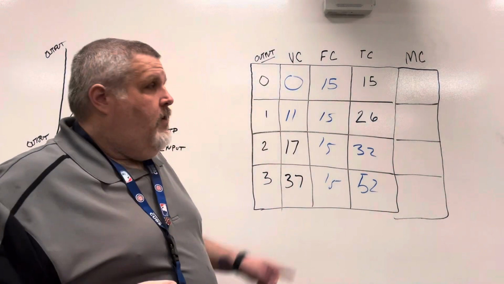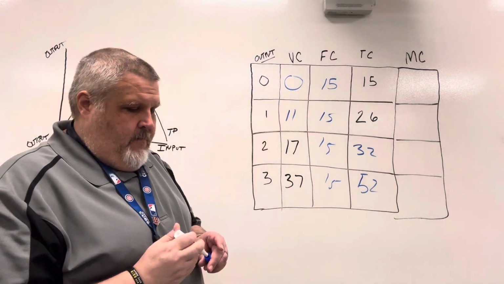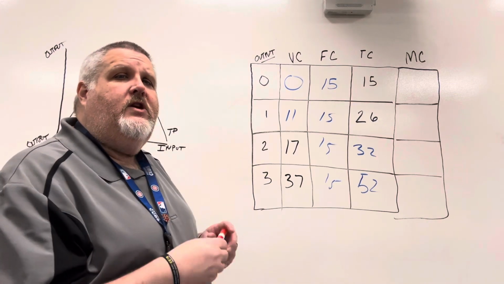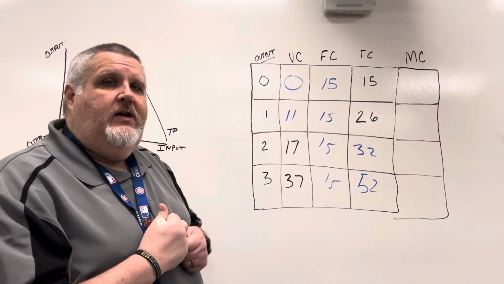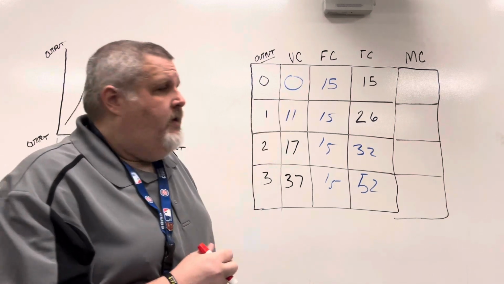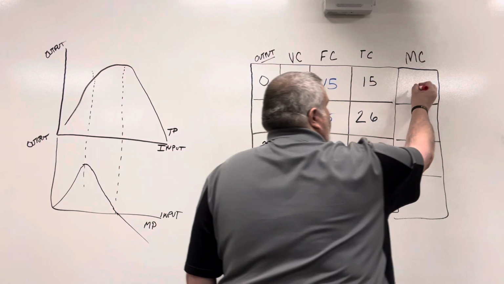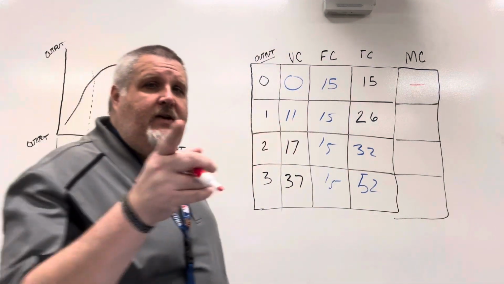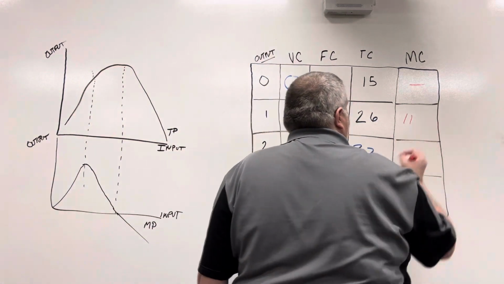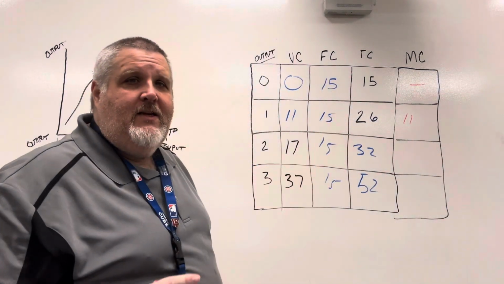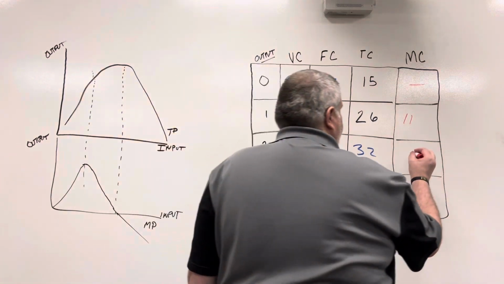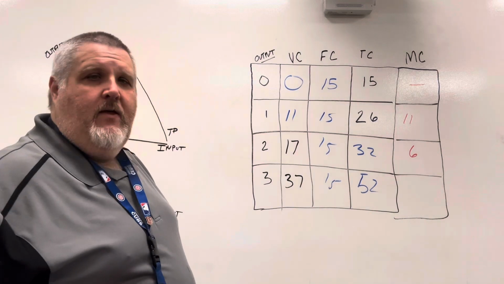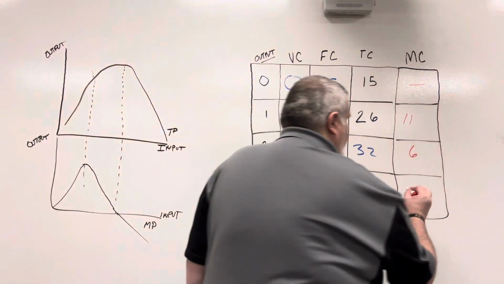Okay, so now we go on to our marginal cost column. Our marginal cost column, remember, is going to be the difference in our total cost. What is it going to cost us for that one additional worker? Well, if we go over here, we know at 0 workers, we have nothing to compare it to. So we've just got a dash there. 26 minus 15 is going to be 11. 32 minus 26 is going to be 6. 52 minus 32 is going to be 20.